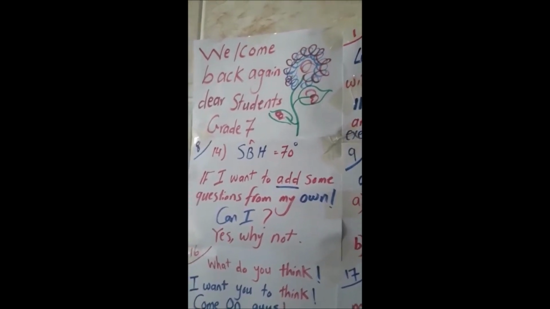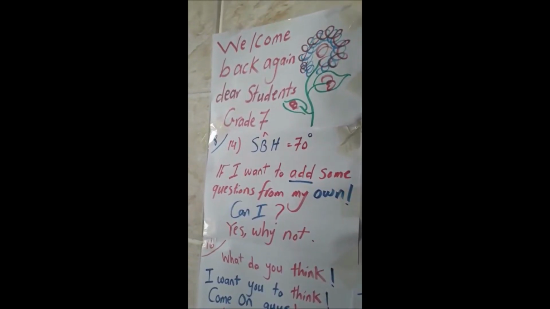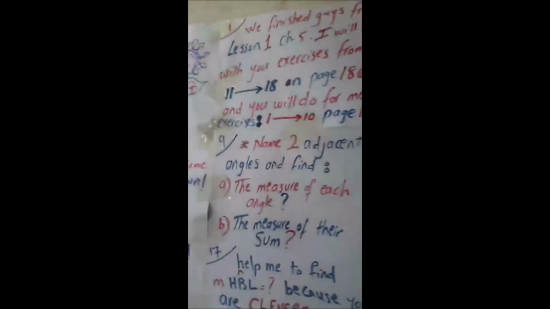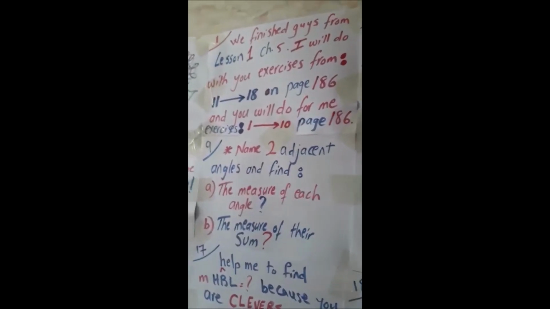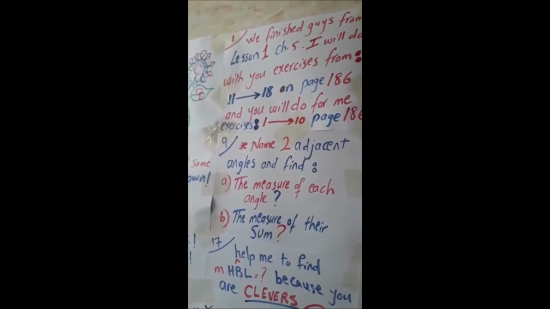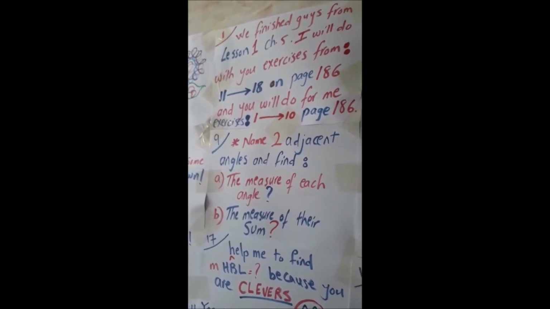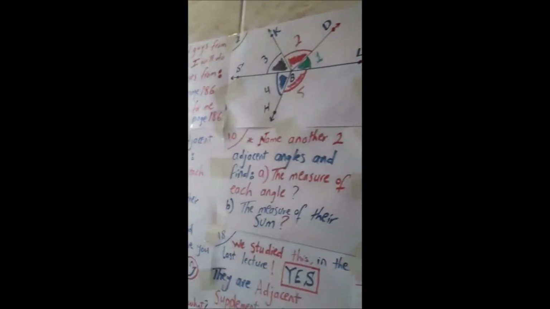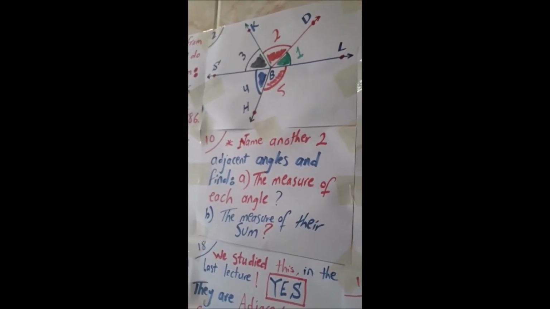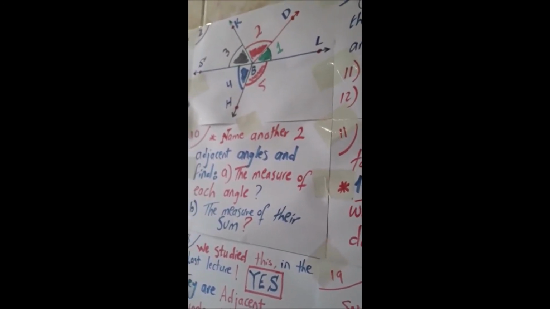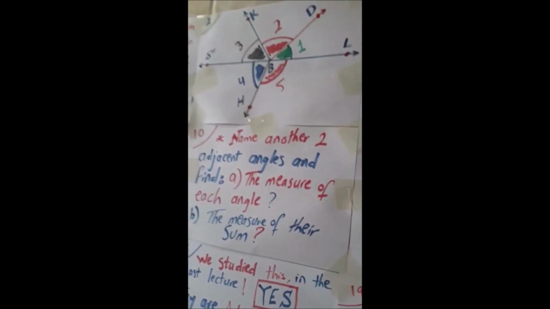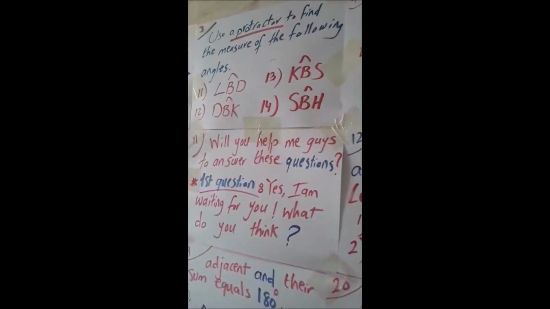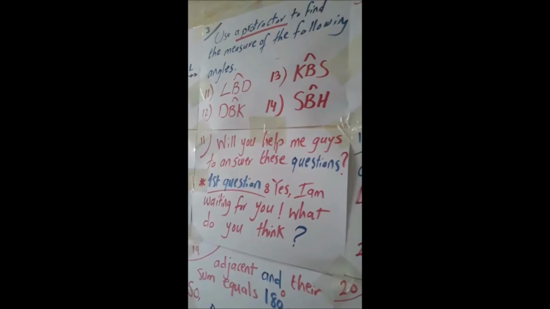Yes, why not, mister? Yes, we can add some more questions from our own mind. So the question is: name two adjacent angles and find A, the measure of each angle, and B, the measure of their sum. Then name another two adjacent angles and find again the measure of each angle and the measure of their sum. So we have this question and this question, and I will help my guys to answer these questions.